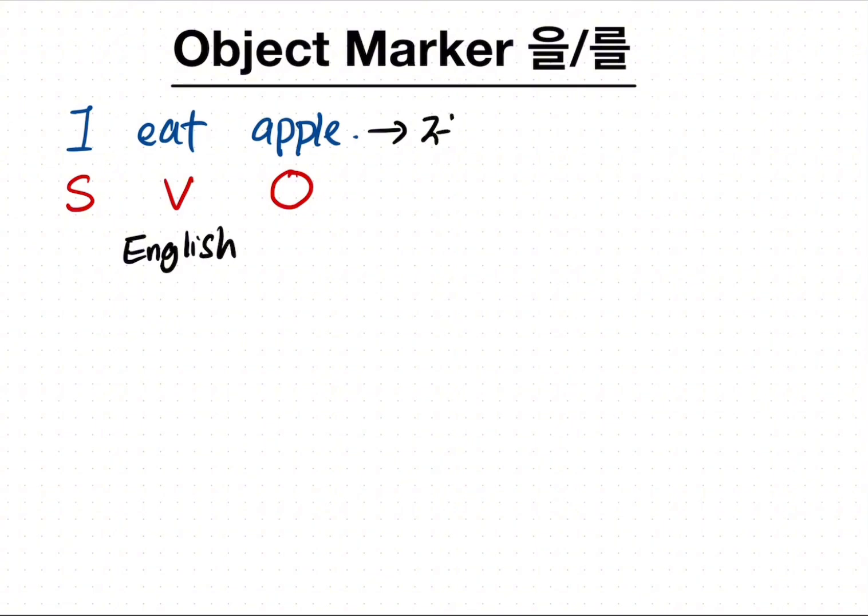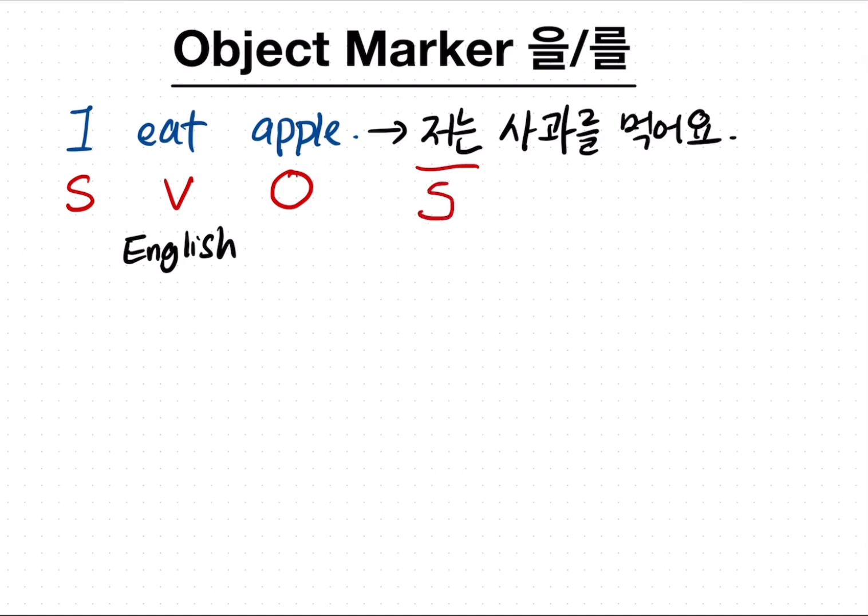So 저는 사과를 먹어요. Okay, so here in Korean language, 저는 is I. Okay, subject. It's followed by 사과를. So what is 사과? 사과 is apple. Apple is our object. And 먹어요, to eat. So I eat apple is actually here, 먹어요 is our verb. Okay? So you can see it's inverted compared to English sentence structure.